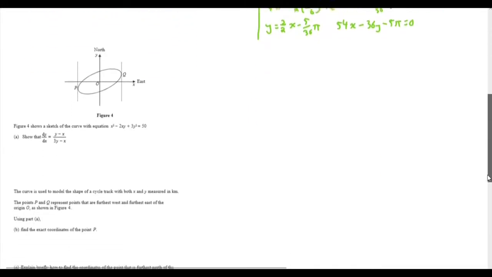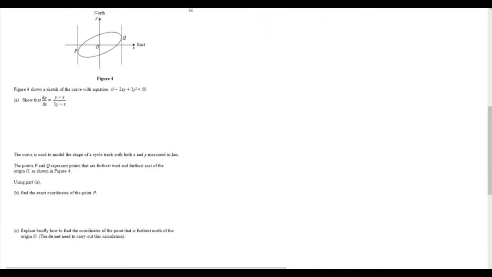Let's just wrap up with one further question. So we have here this diagram which is showing us the curve of x squared minus 2xy plus 3y squared equals 50. And because we have both x's and y's in there, you end up with this curve looping back on itself between these lines here, where then we have the point Q and the point P. And we want to show, first of all, that the differential can be made using this equation.